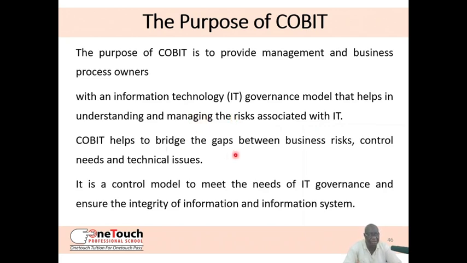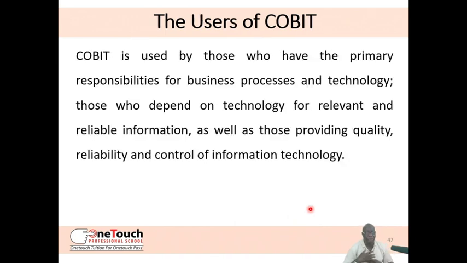COBIT helps to bridge the gaps between business risks, control needs, and technical issues. It is a control model to meet the needs of IT governance and ensure the integrity of information systems. COBIT is used by those who have the primary responsibility for business processes and technology, so management is inclusive. Those who depend on technology for relevant and reliable information, as well as those providing quality, reliability and control of information. So if you are auditing an ICT company, make sure they follow the COBIT. Once they are following the COBIT, it gives you an assurance that at least they are doing a good job.